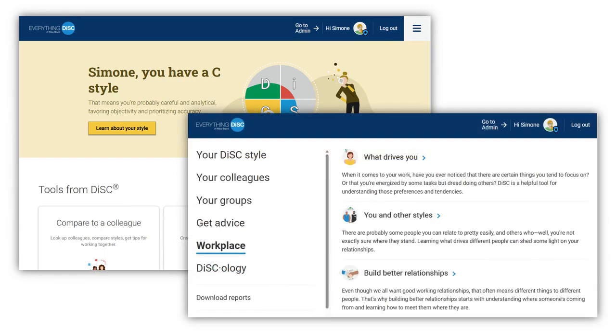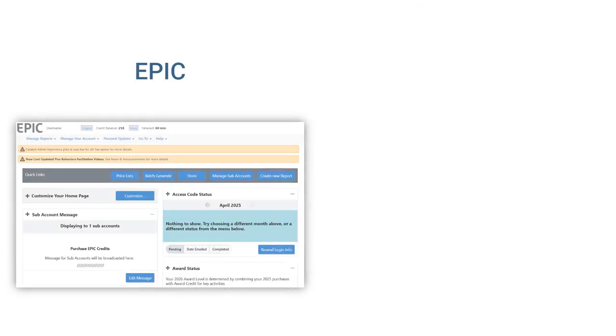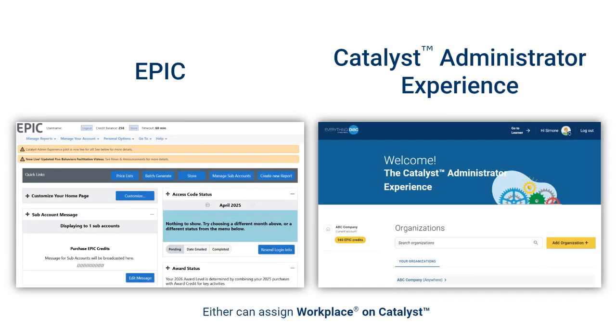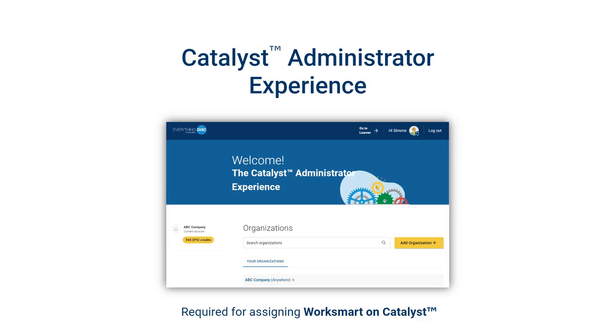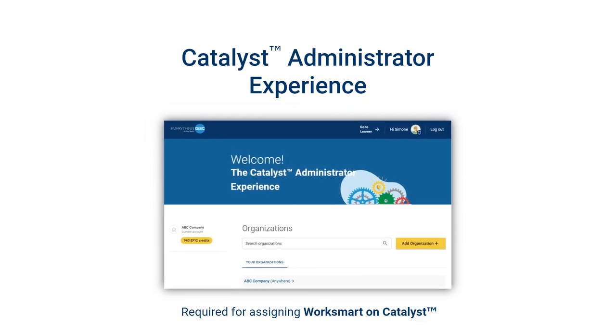Workplace on Catalyst can currently be assigned from either Epic or the Catalyst Administrator experience. However, access to Worksmart can only be unlocked through the Catalyst admin experience. Let's take a look at how to assign Worksmart.